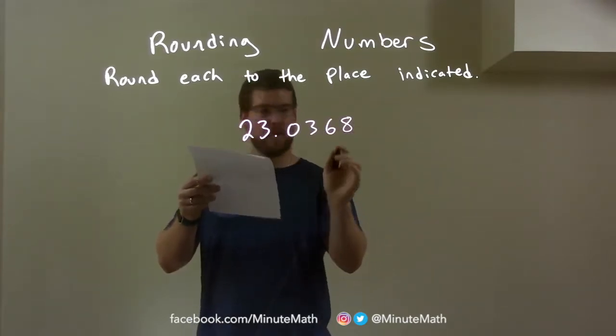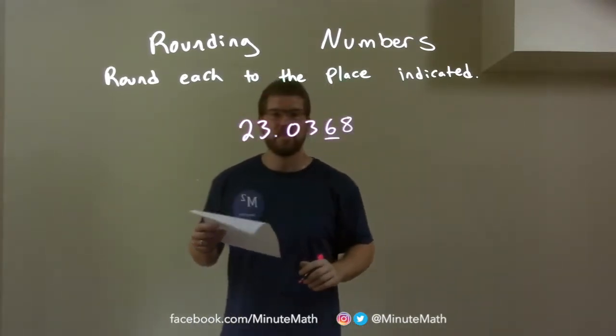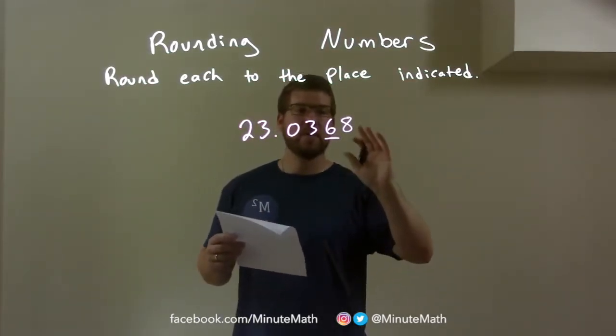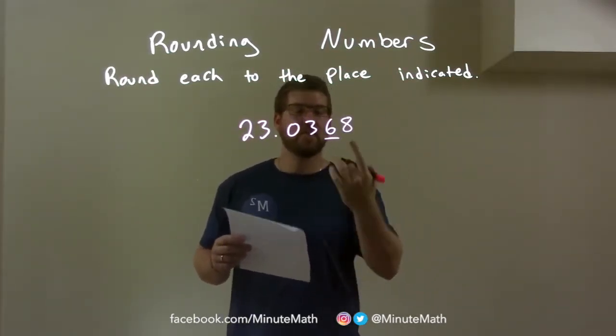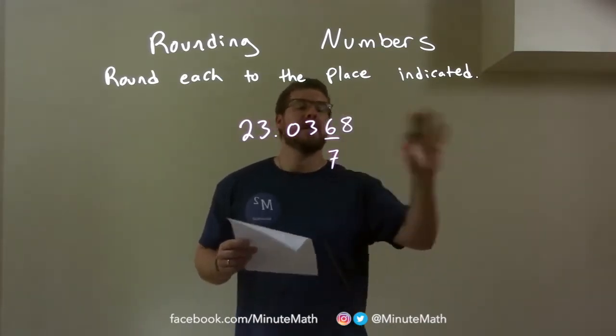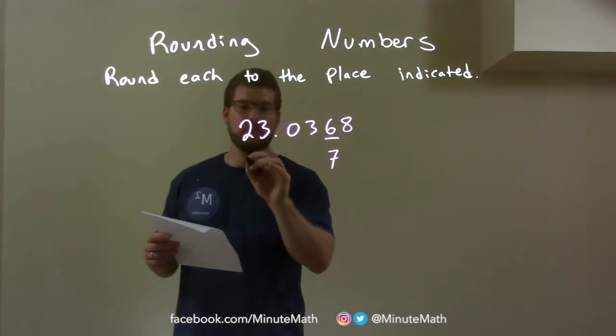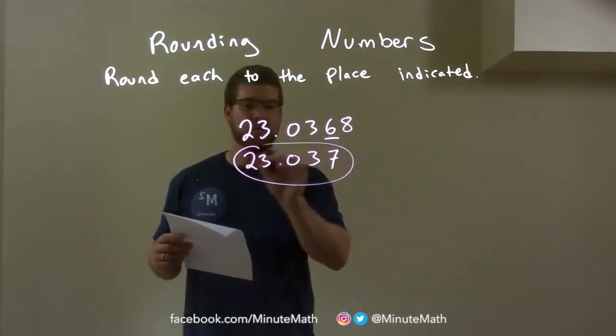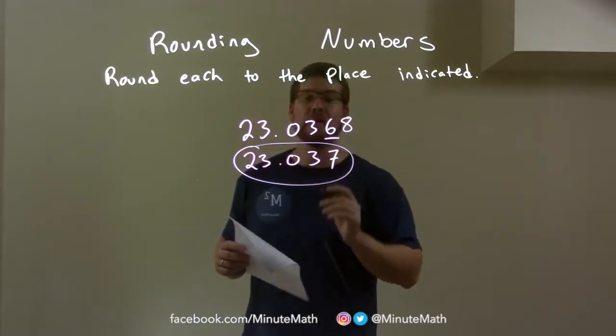23.0368. And I'm rounding on this 6 right there. Okay? Well, I look to the right of the 6, I see the 8. 8 is between 5 and 9. That causes a 6 to round up to the 7. Okay? I then get rid of that 8 and bring down everything else. 23.03. And here we have our rounded answer, 23.037.